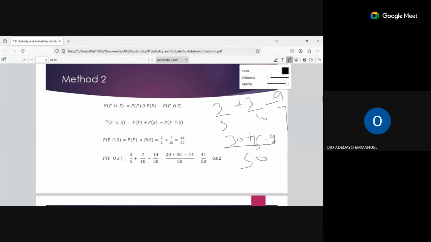So by the time we add this together, we are going to have what? 45 minus 9 over what? Over 50. Are we together?